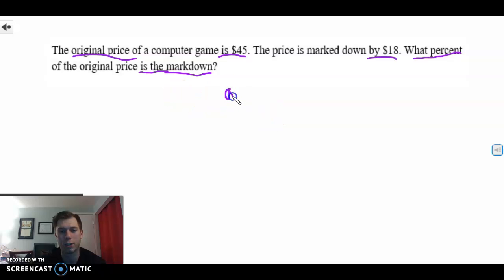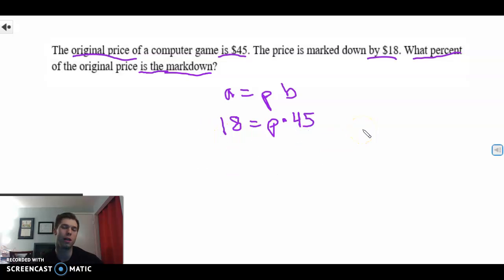Okay, so we have our equation A equals PB, where A is the part, P is the percent, and B is the whole. Well, our part is going to be the markdown. Okay, so the markdown in this case, or the part, is 18. That's how much it's being marked down from the original price. We're looking for the percent, so we'll keep P, and our original price, or our total amount, and our whole is 45. Okay. I'd like you guys to go ahead and take a moment and see if you can solve for the percent P.